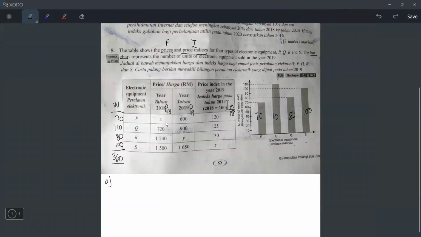Which formula will I use? I will use the first formula, because it involves price already. So it will be I equals P1 over P0 times 100. I just substitute the I, the P1, the P0, then I get the answer.